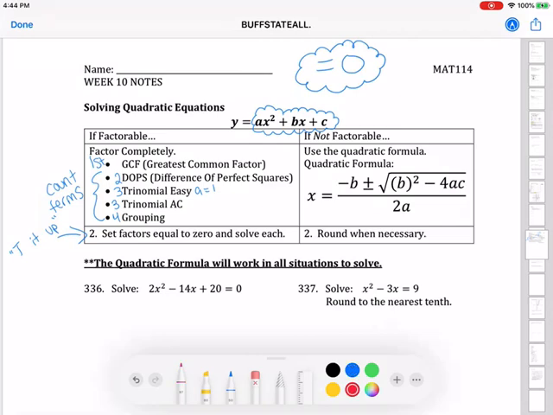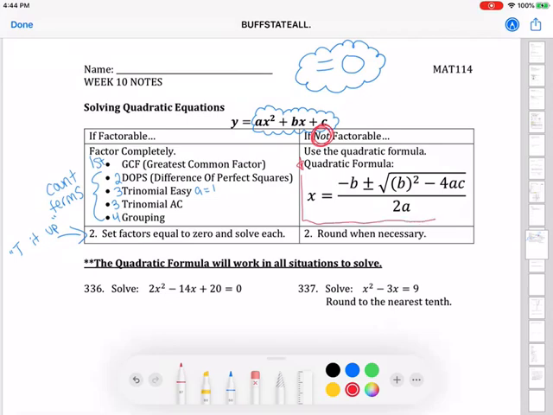Okay. Now here's what's new this week. Every single problem we solved last week was factorable. You're going to run into some quadratic equations that aren't factorable. If that's the case, if it's not factorable, you are going to use something called the quadratic formula.